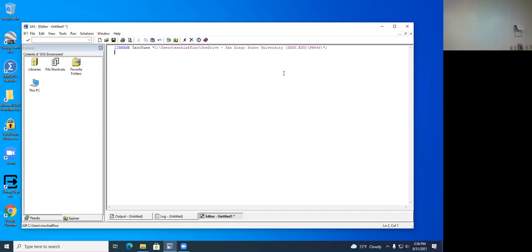Because look, here's what happens if it's not. It's allowing so many more errors now. Usually it won't be purple, and that's bad. Okay. The other thing that's important is you do the semicolon, and then the important command in SAS is run. So you do run and then semicolon.